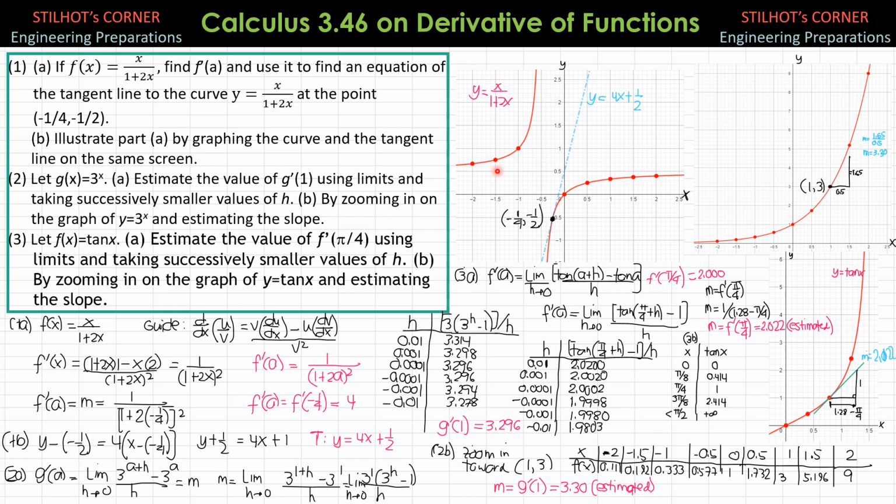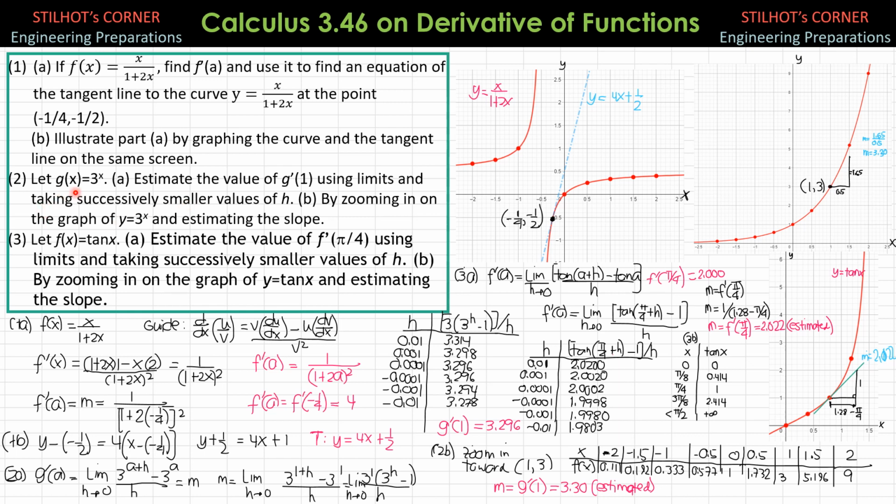And let's have the tangent now, which is 4x plus 1 half. The slope is 4, so this is 2.5 minus 0.5, 2 divided by 0.5, so is 4. So that's why this line has a slope of 4, and it is tangent to this point. So that's y equals 4x plus 1 half. Let's proceed to problem 2.